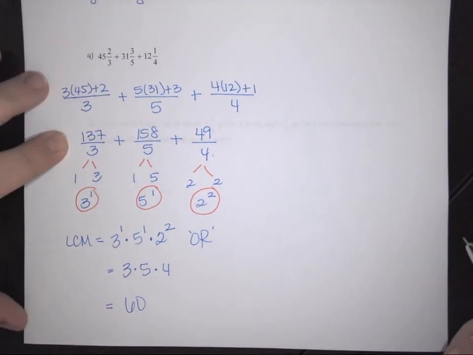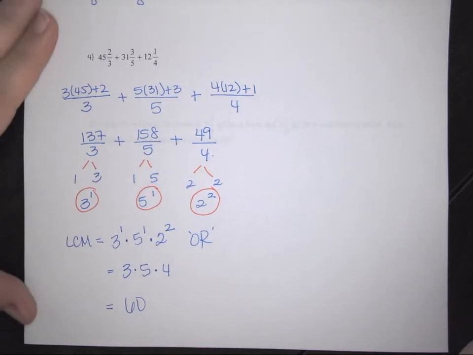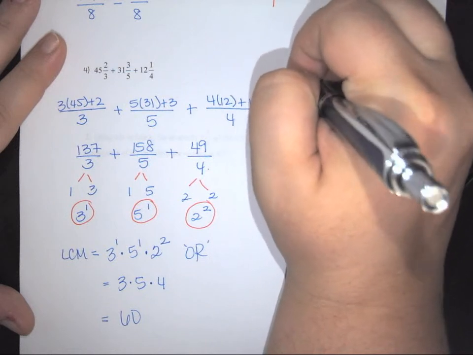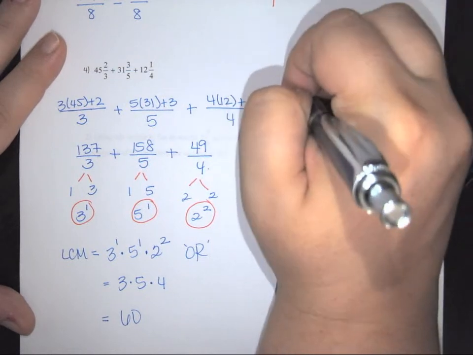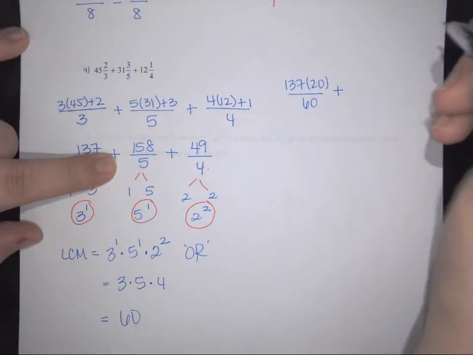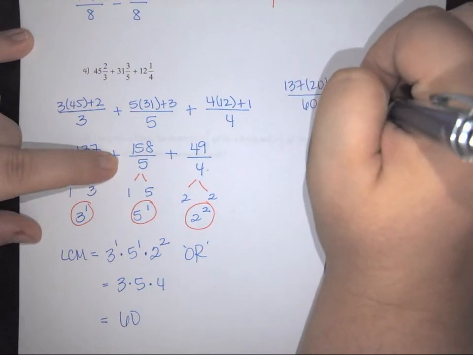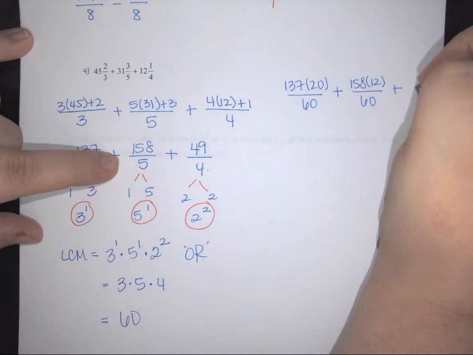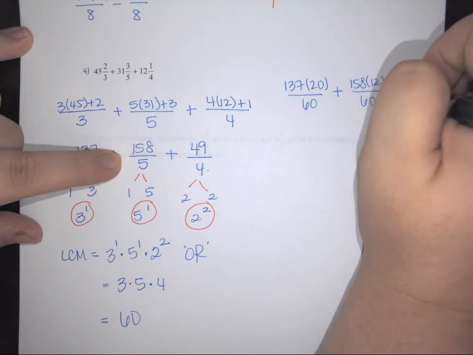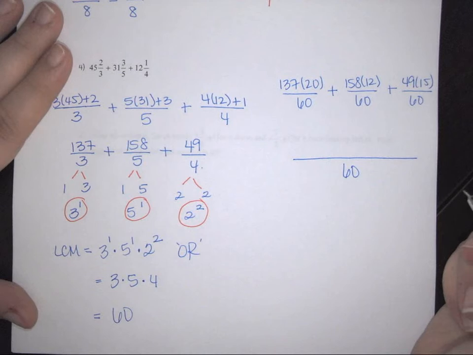So when we look at 3, we need to look at how do I go from 3 into 60. Well, I do that by multiplying by 20. So this becomes 137 times 20 all over 60. I'm adding. 5 into 60 means multiply by 12. So this is 158 times 12 over 60. And then 4 into 60 I multiply by 15. So this is 49 times 15 over 60. So I can put this whole thing over 60.